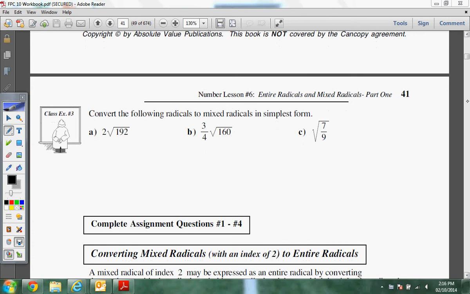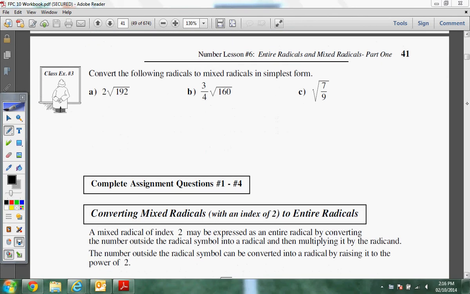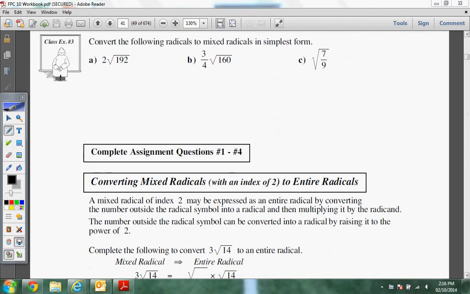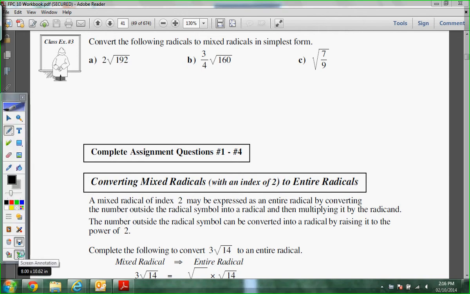All right, so this one here, convert the following radicals to mixed radicals in simplest form. So what are we going to do with the number already out there? If there's something already out there and you pull something out, you're going to times it. I'll show you why in a second. But let's break down 192. Half of 192 is 96. I know 81's probably not going to work, it's too big. So 64? 64 times 3.